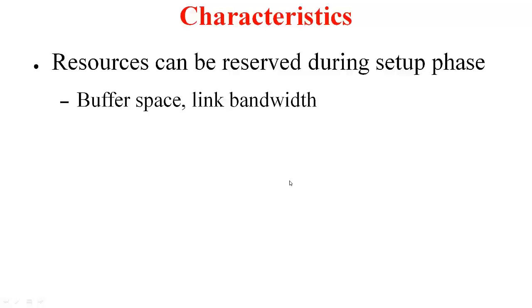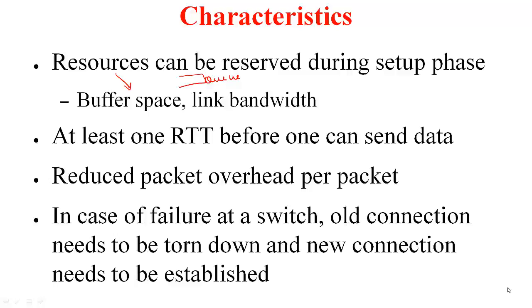So here are the characteristics of virtual circuit switching. Basically, through this use, you can reserve resources during the setup phase, and these resources could be buffer space, the amount of space in the queue, or the link bandwidth itself. Now, before you can send the first packet in your connection, how much time do you have to wait in virtual circuit switching? Because of this connection setup, this packet has to go all the way to the destination and the ACK has to come all the way back before you can send a packet. So this can take at least one round trip time.